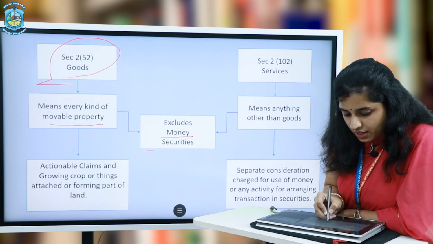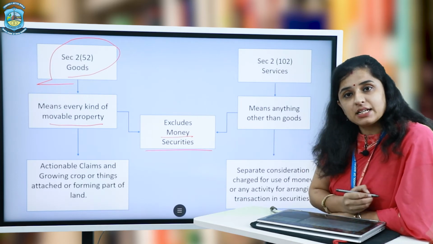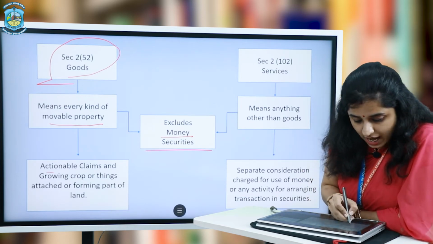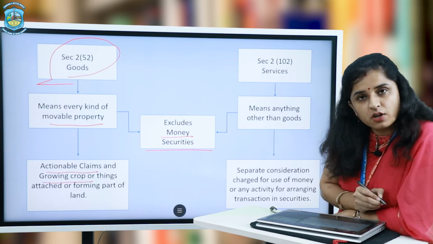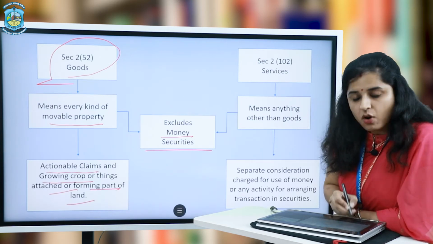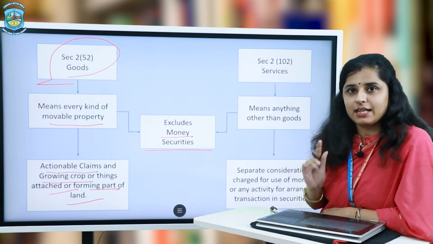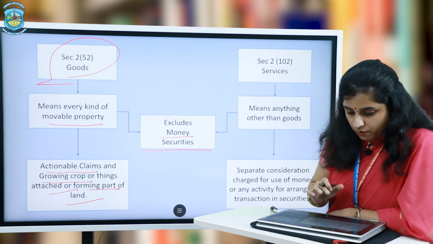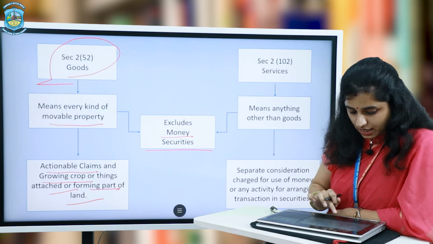It excludes money and securities, but it includes actionable claims, growing crops and anything which is forming or attaching to the part of land, that is also included. We'll come to this part. First, let us discuss the definition of services.